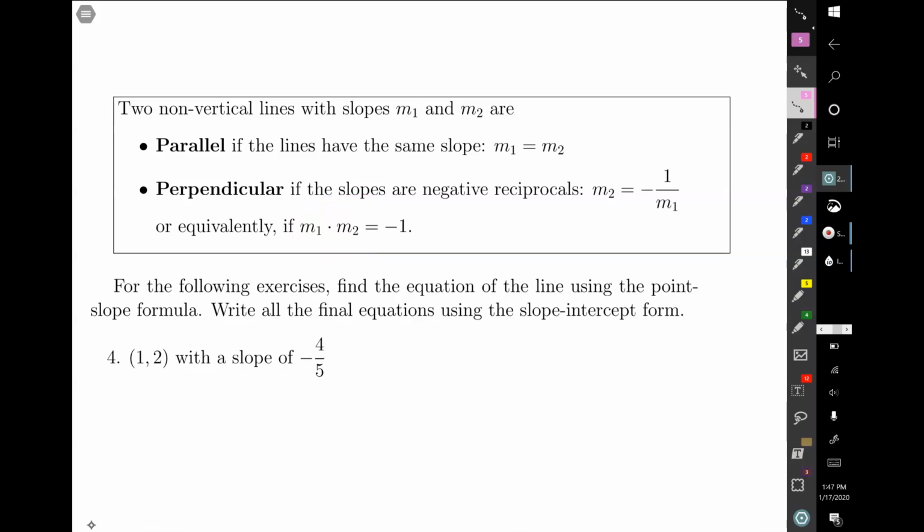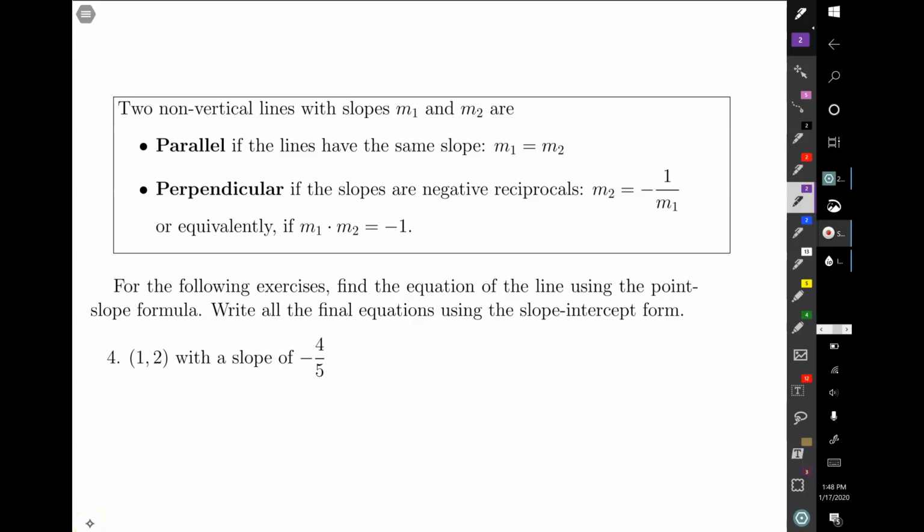For the following exercises, find the equation of the line using the point-slope formula. Write all the final equations using slope-intercept form. So that's where we're going to do that simplifying. There are other ways that you can do this, which I'll talk about in some of the equations. We don't always use the slope-intercept form. We can just figure out what b is by plugging in a point and then pop it in there. But I want to show you both methods.